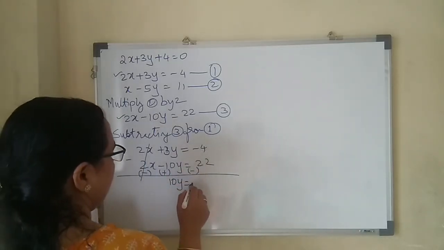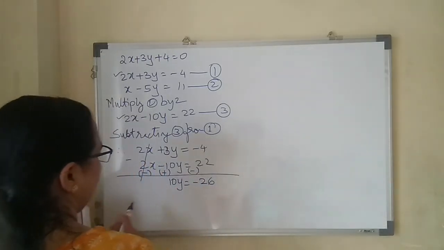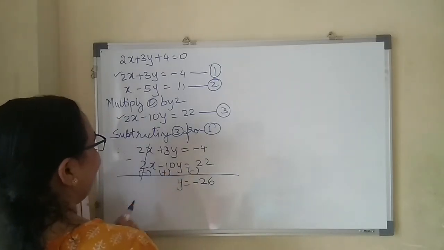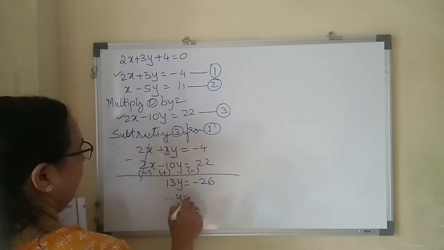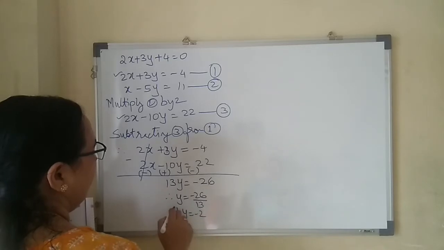Minus 4 minus 22 is minus 26. Oh yeah, sorry. 10 plus 3 is 13y. Therefore, what is y equal to? Minus 26 upon 13. So, y equals minus 2.